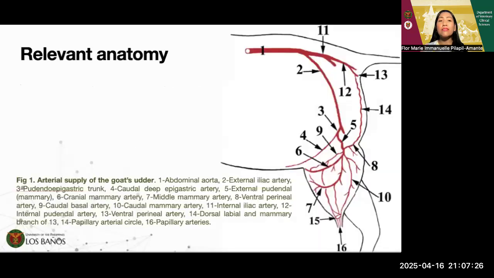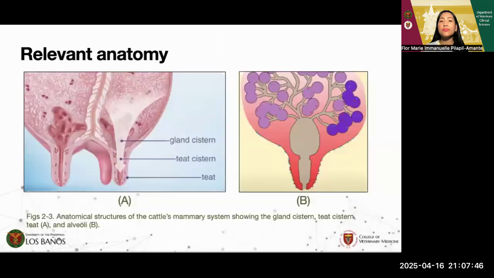Let's start with some relevant anatomy. The udder is well vascularized by the large pudendal vessels in the inguinal area. Let's emphasize number 5, which is the external pudendal artery, extending to number 6, the cranial mammary artery, which are the main vasculature involved in hemi-mastectomy. Furthermore, the udder is suspended from the flank and via the median suspensory ligament rather than being attached to the ventral body wall.